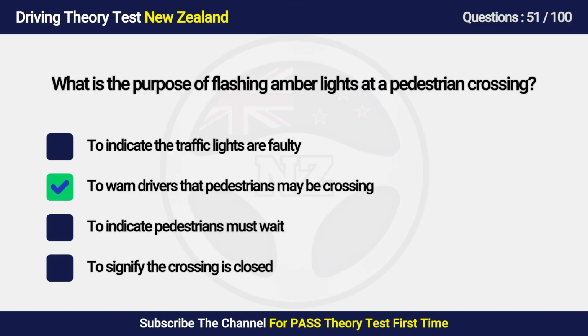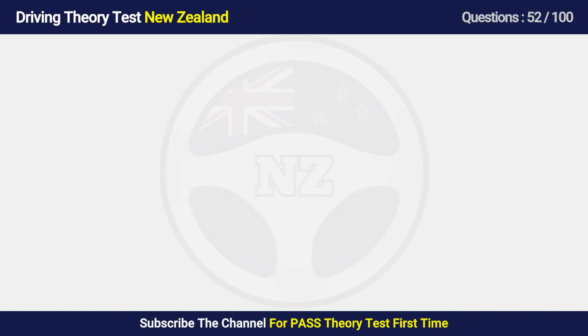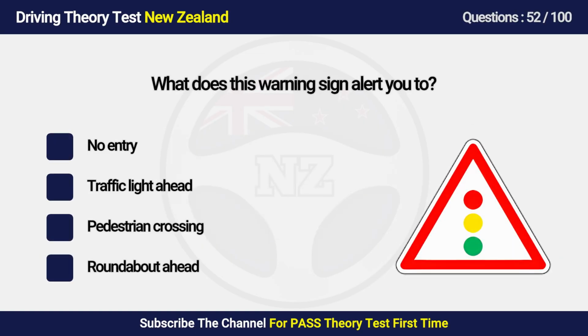Answers is B. To warn drivers that pedestrians may be crossing. Flashing amber lights at a pedestrian crossing, zebra crossing mean drivers must be prepared to stop and give way to any pedestrians crossing. Question 52. What does this warning sign alert you to?